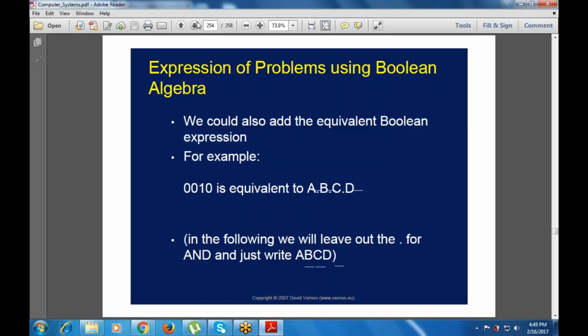Then the expression of the problem using Boolean algebra. This would use the equivalent Boolean expression. For example, 0 0 1 0 is equivalent to A' B' C D', where A, B, D are the NOT terms.